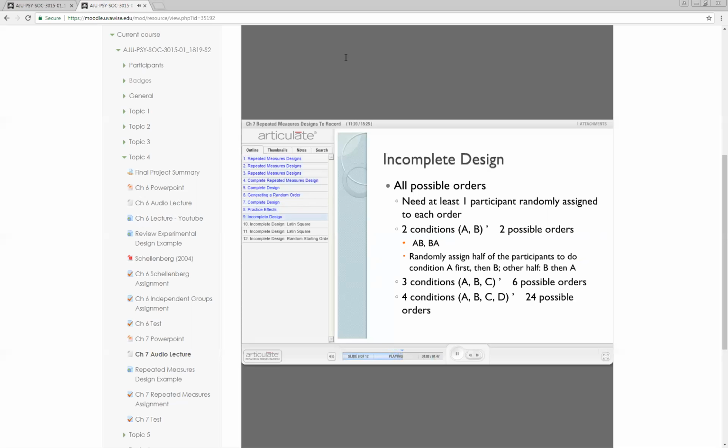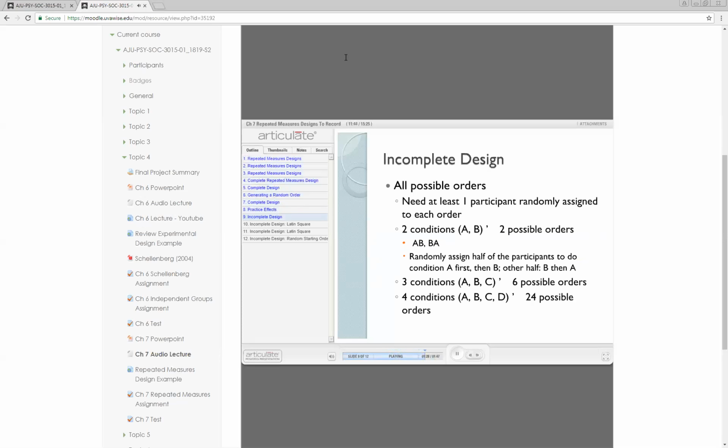order. If you have 2 conditions, this is really easy. Your 2 conditions are A and B. There's 2 possible orders. One person does A and then B. The second person does B and then A. This is pretty easy. However, this gets much more difficult the more conditions you have. If you have 3 conditions, there's 6 possible orders, which means you need at least 6 participants.